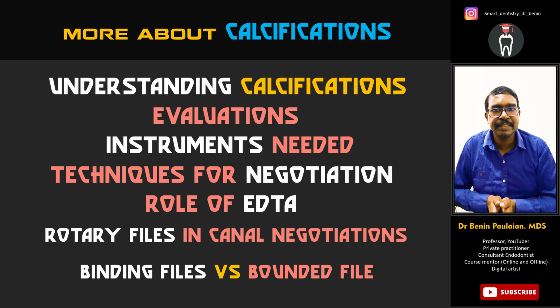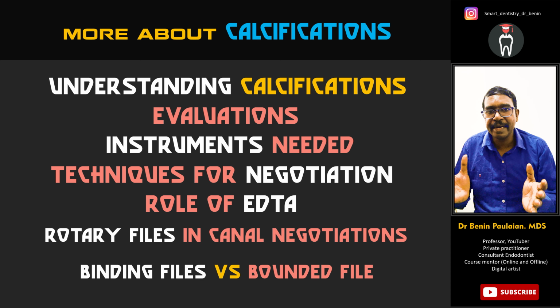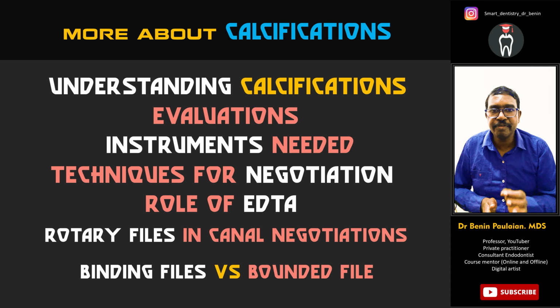So to summarize, whenever there is calcification, do not panic. Prepare an access that is wide enough. After that, use a 15 size, irrigate well with sodium hypochlorite. Make sure the pulp chamber is filled with sodium hypochlorite. With a 15 size K file, negotiate the coronal 1/3.